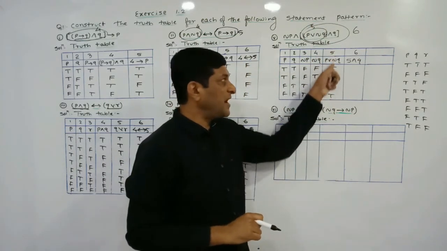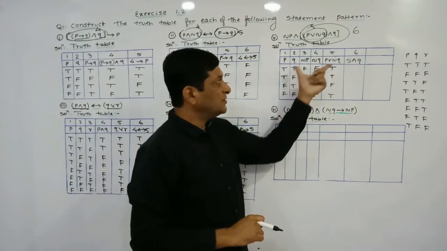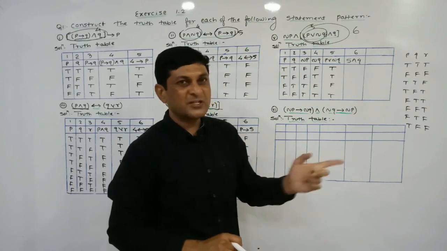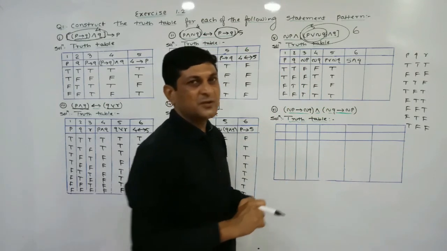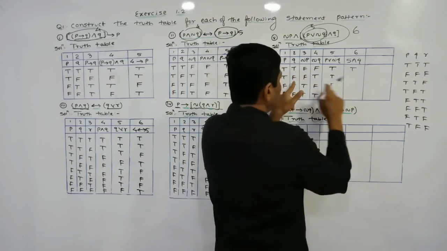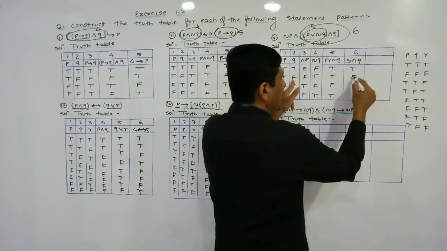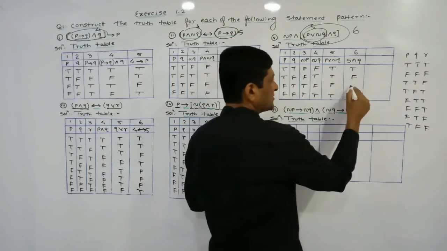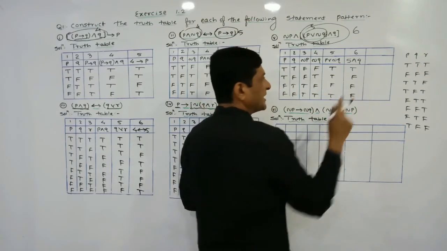Now observe this phi u and this Q. These two statements we are connecting by AND. In case of AND, if at least one statement is false, the truth value of AND will be false. So both are true, so the result will be true. Here one statement is false, so AND will be false. Here also one statement is false, and here also one statement is false, so AND will be false if at least one statement is what?